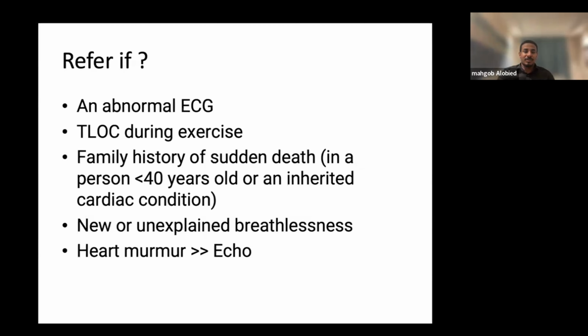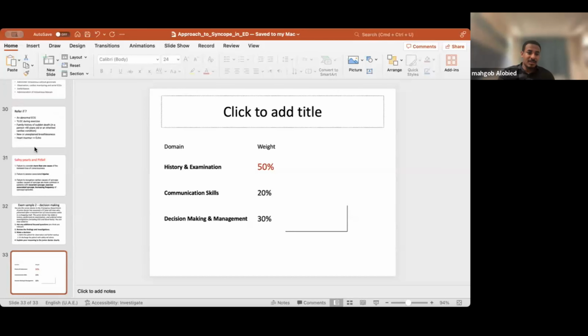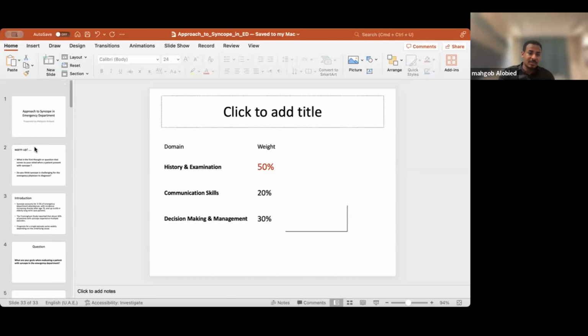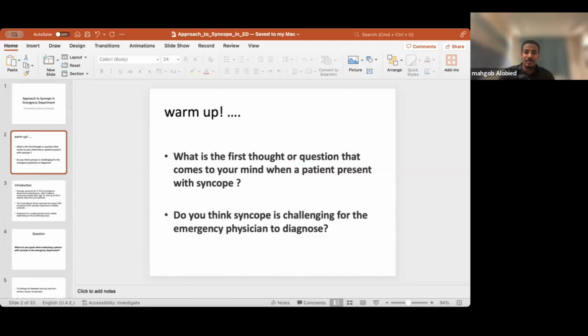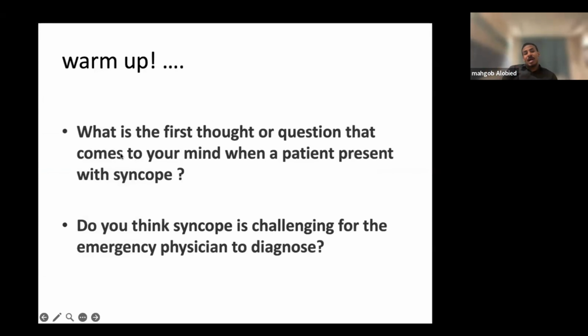Let's come to our first slide here. Now, if I ask this question again, what is the first thought or question that comes to your mind when a patient presents with syncope? So you are about to assess a patient with syncope. Now I think it's clear what you're going to ask yourself, what your approach will be, and what your decision will be based on, right?